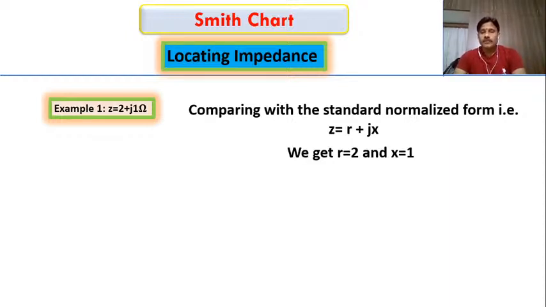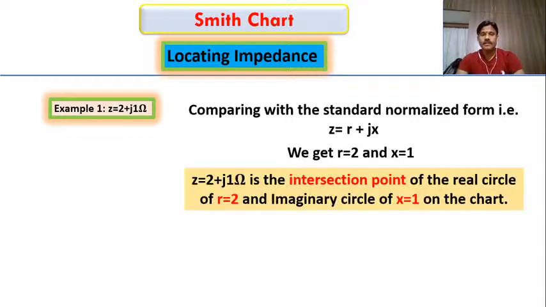Now, to locate this impedance value Z equals 2 plus j1 ohm, it is nothing but the intersection of two circles. One is the R equals 2 circle, and the other is the X equals 1 circle. The R equals 2 circle is a complete circle. The X equals 1 circle is not complete, it is an incomplete circle. So in order to represent the impedance, we have to identify the intersection point of the real circle R equals 2 and the imaginary circle X equals 1 on the Smith chart.